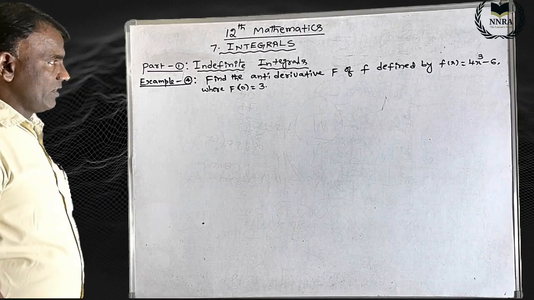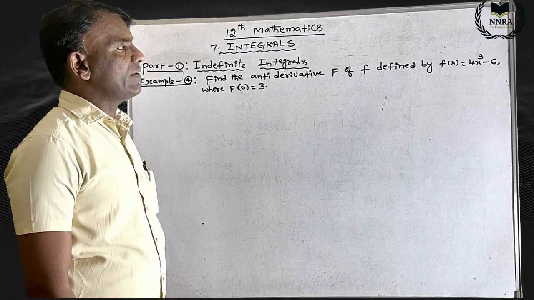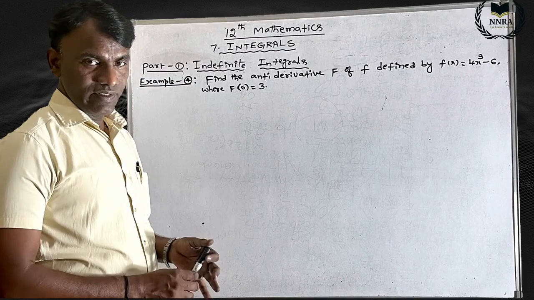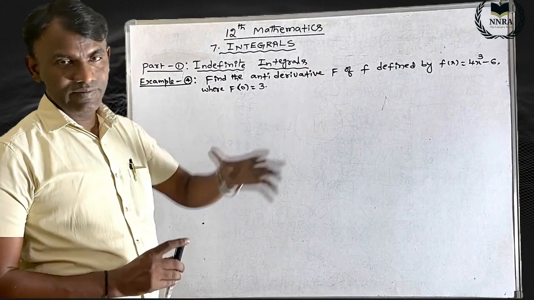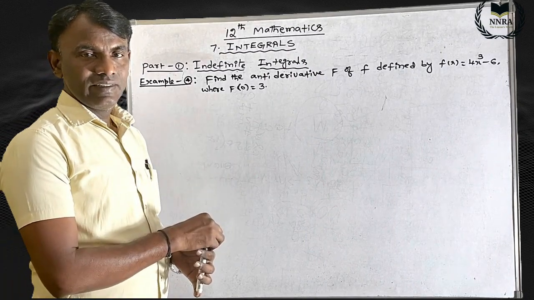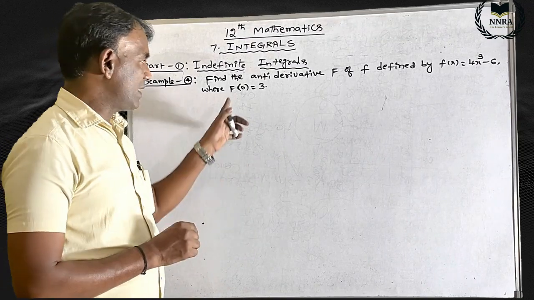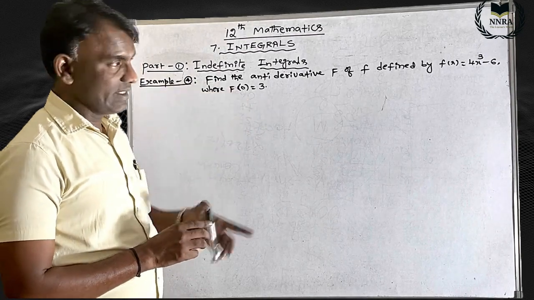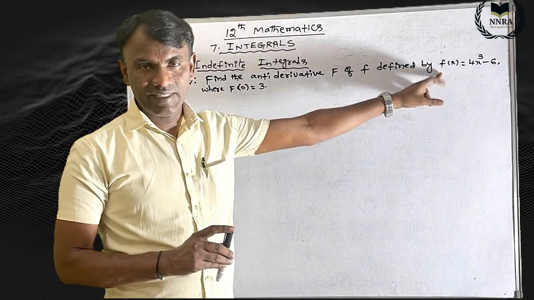Okay, now example number 4. Find the antiderivative capital F of small f defined by f of x equal to 4x cube minus 6, where F of 0 equals 3. So this is for finding the unknown constant c value. First we integrate the given function. After integrating, we add one unknown constant c, right? And for finding that unknown constant c value, we can use this condition, F of 0 equals 3. After integrating small f of x, we get capital F of x. That is the meaning of this.